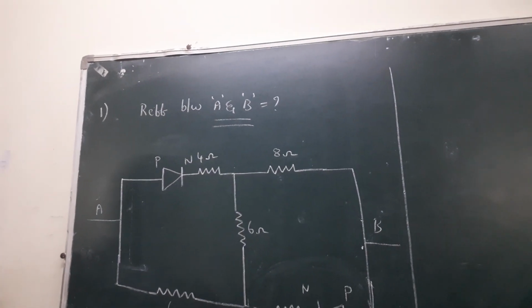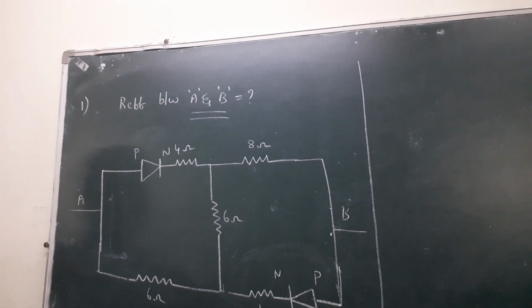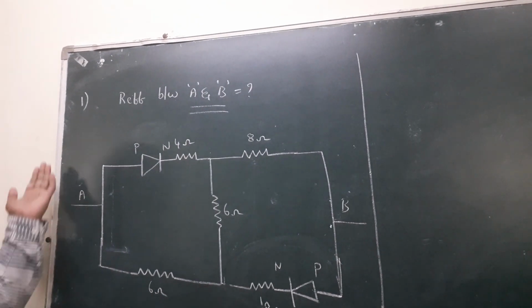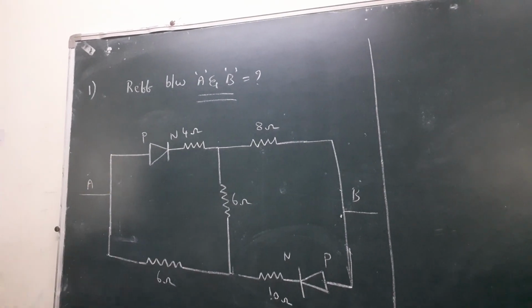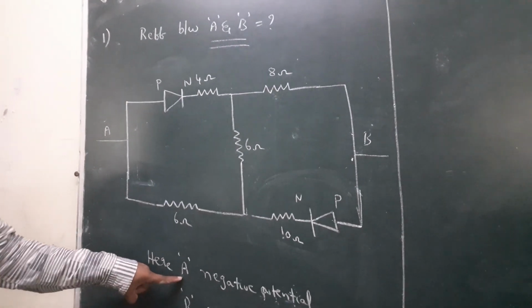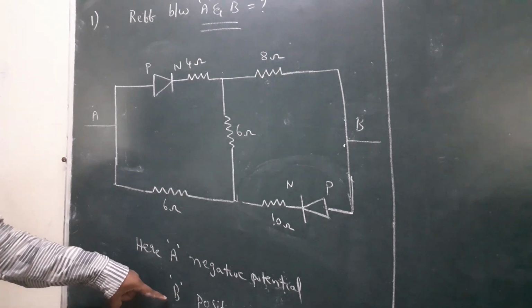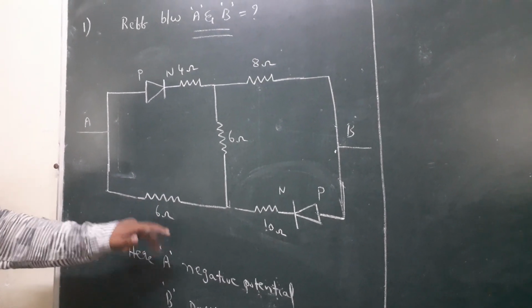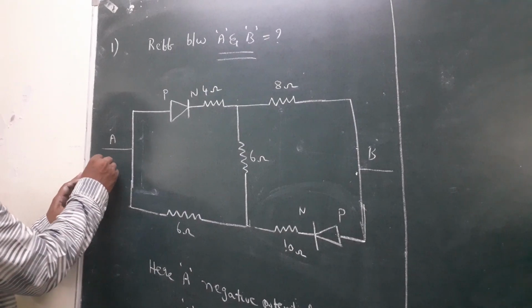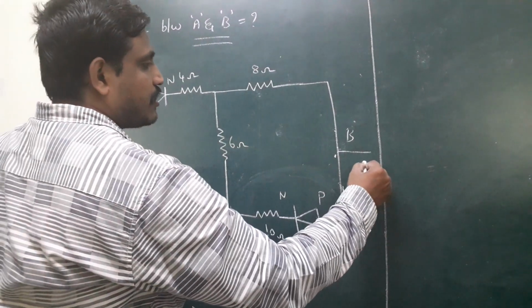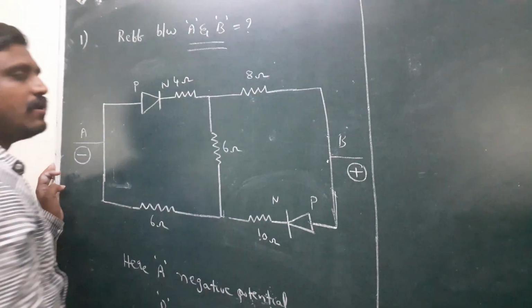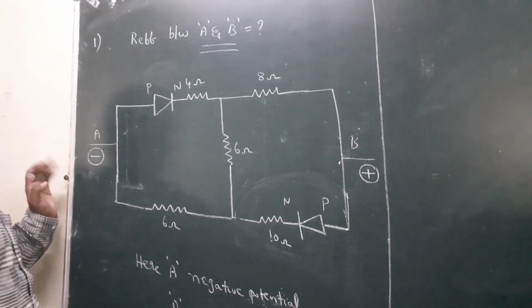Here also, looking at the diagram, find the effective resistance between A and B. But it is the same question. In the previous question, A was taken as a positive potential and B as a negative potential. This is reversed now. Here A is connected to negative potential, reversed now. B is connected to positive potential. Find the effective resistance.